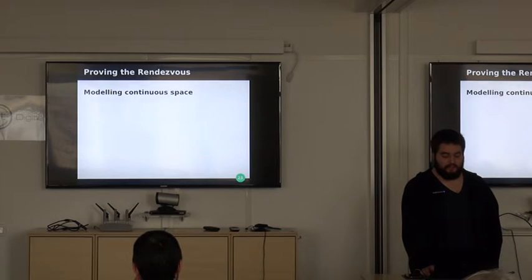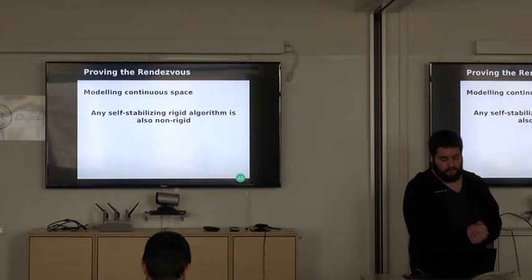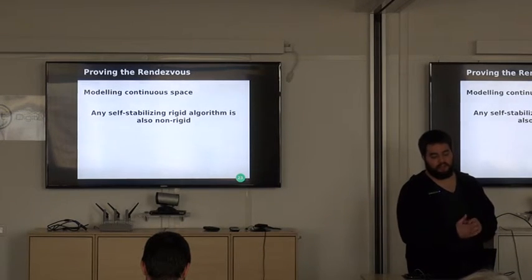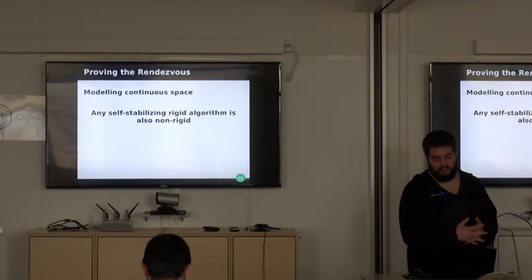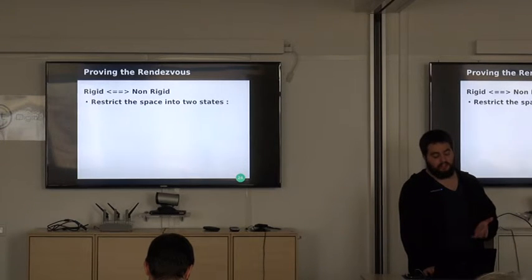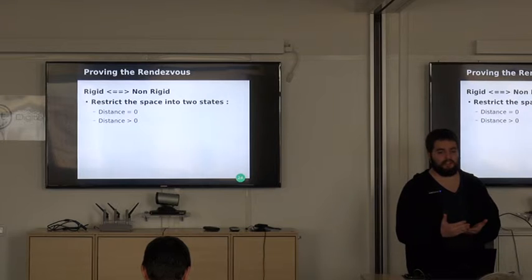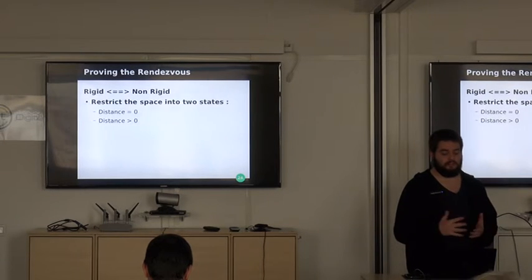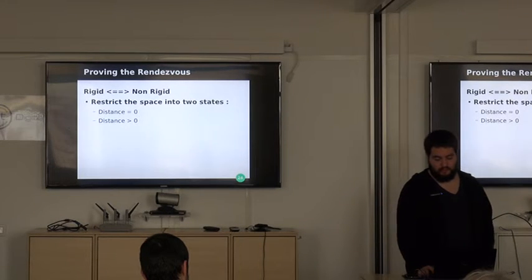Next, we have to model continuous space. And to achieve that, we found a very interesting result: any self-stabilizing rigid algorithm actually also works in non-rigid. So that means that if we want to verify a non-rigid algorithm, we just have to verify rigid in case of self-stabilization. And when we're checking rigid, then we can just restrict the space to exactly two states: distance equals 0 and distance is greater than 0, because if we have a target, we are going to reach it regardless of the distance between the two robots. So the distance actually doesn't matter to properly model the configuration.